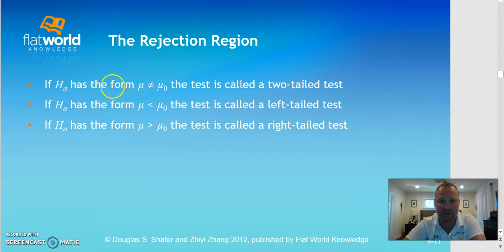So if the alternative hypothesis has the form of the mean is not equal to the null mean, so the mean of the null hypothesis, the test is called a two-tailed test, right? If it's not equal to, then we're talking about the two tails on either end. If the alternative hypothesis has the form of it being less than, then we're calling it a left-tailed test because it's going to be less than that value. And if it's greater than, then we're going to have a right-tailed test.